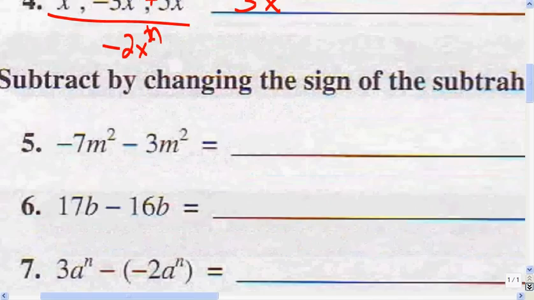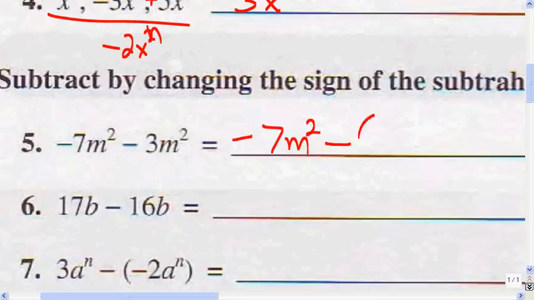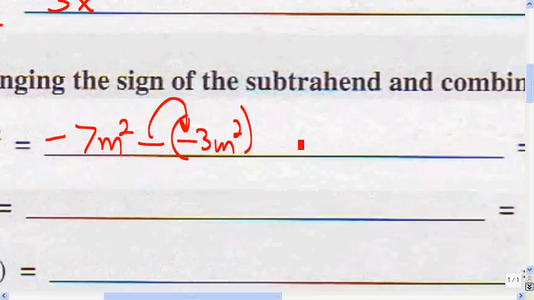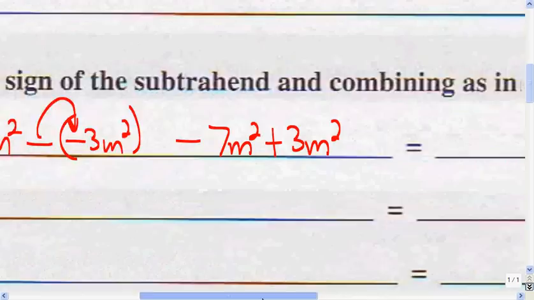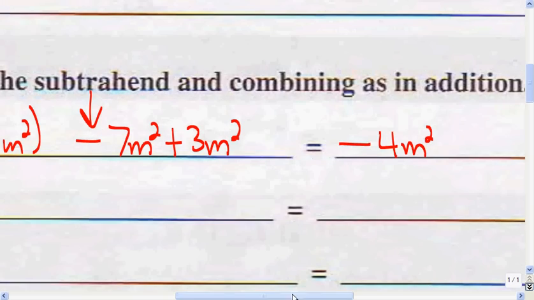Here what they're saying is subtract by changing the sign of the subtrahend. The subtrahend is the second number in a subtraction problem. I didn't explain that to you on the other page, but the subtrahend is the second number in a subtraction problem. Okay. Well, here what we have is a negative. Since they want us to subtract, 7m squared minus a negative 3m squared. Remember, this means take away the negative. So what we get is a negative 7m squared plus 3m squared. And since the signs are different, we subtract. 7 minus 3 is 4m squared. And since the sign of the bigger number is negative, our answer is negative. Okay.